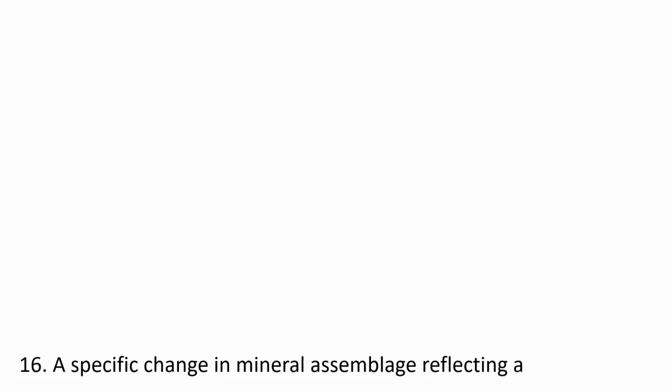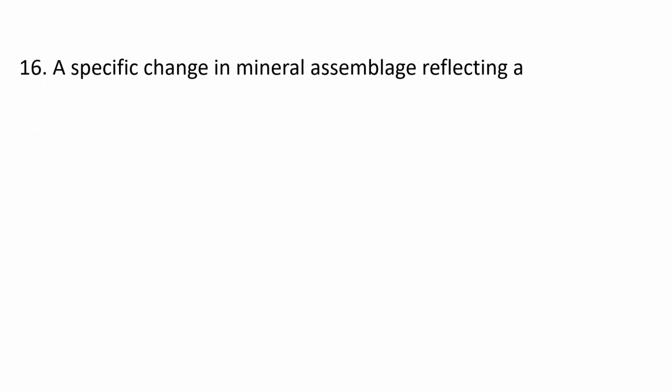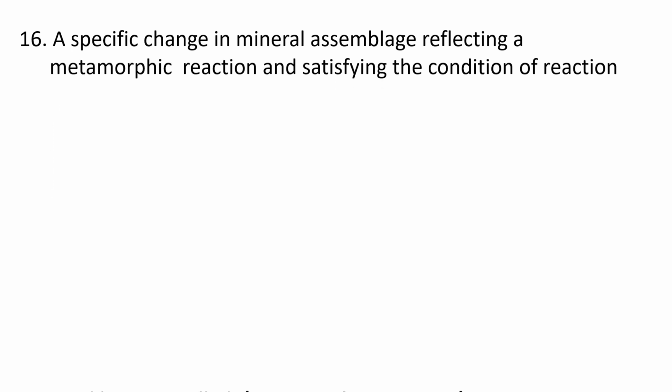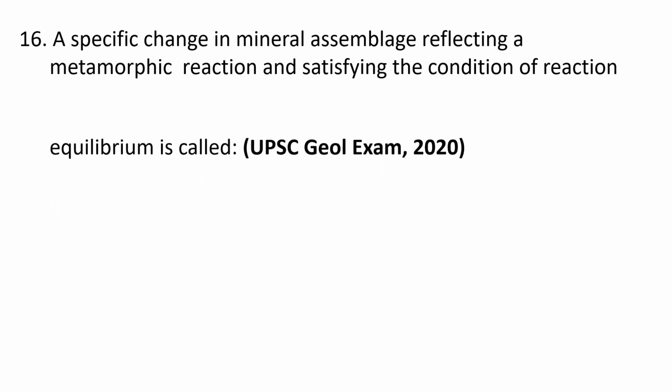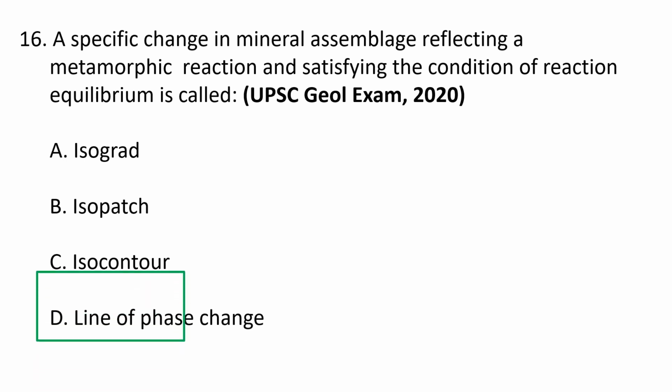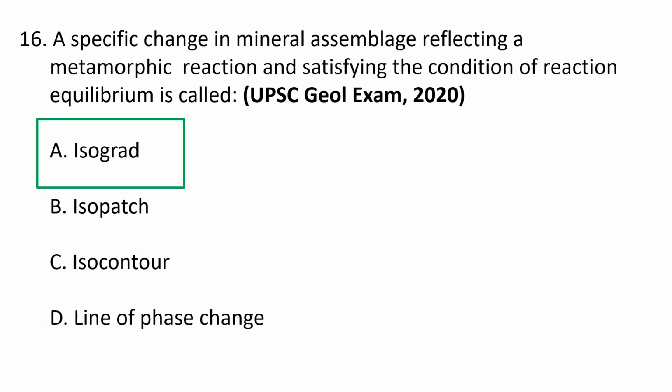Coming to the 16th question, a specific change in mineral assemblage reflecting a metamorphic reaction and satisfying the condition of a reaction equilibrium is called. Choices are A. Isograd, B. Isopach, C. Isocontour, D. Line of phase change. The correct answer is A. Isograd means the change in the metamorphic grade, where the mineral assemblage reflects a metamorphic reaction and satisfies the equilibrium condition. Coming to the 17th question, what are scans or scans are?